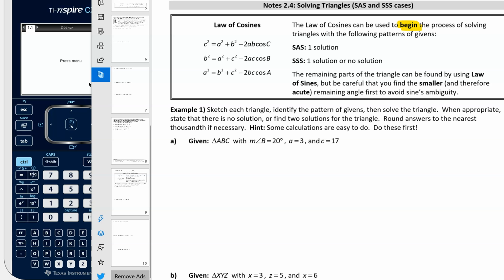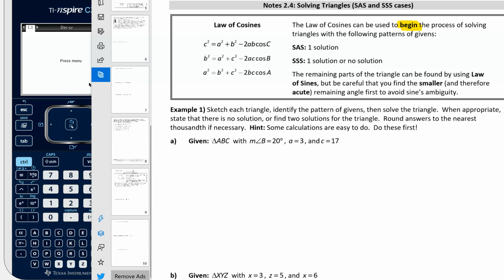The remaining parts can be found with the law of sines, but be careful. You need to find the smaller and therefore acute remaining angle first to avoid sine's ambiguity. Remember that sine sometimes gives us two solutions. One could be acute and the other could be obtuse. So we want to find the smallest angle first using the law of cosines in order to reduce that ambiguity. We're going to find the obtuse angle last by subtracting from 180.